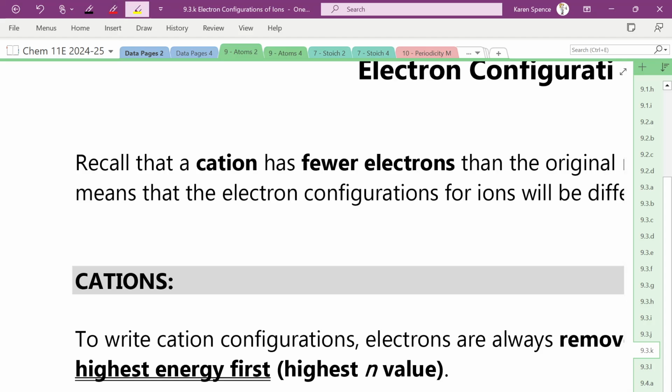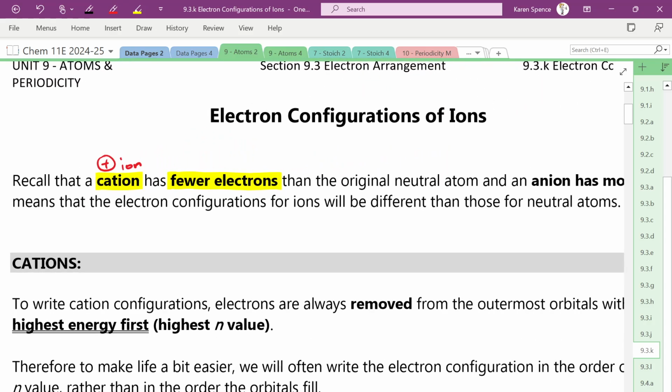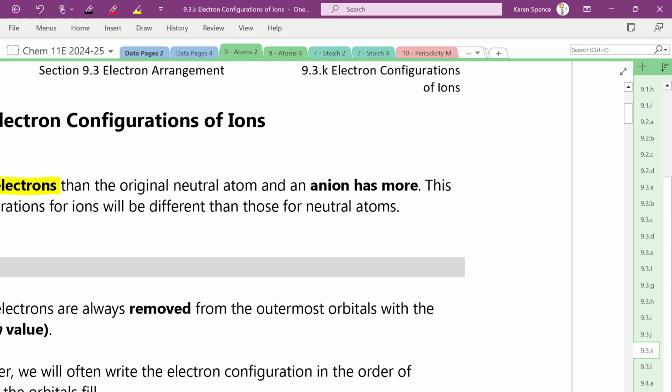So a cation has fewer electrons. That means we need to remove electrons in order to make a cation, a positive ion. Anions, of course, have more electrons. Page 120.